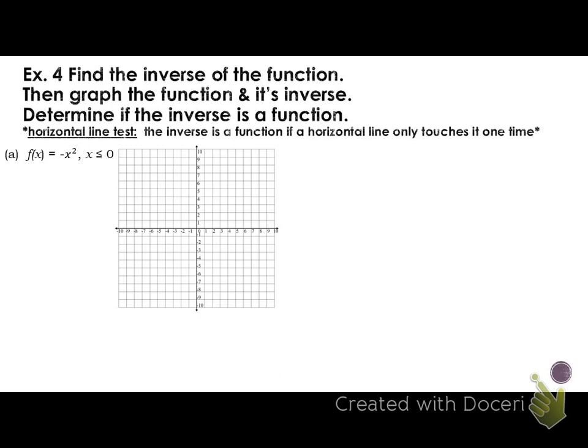Let's find the inverse. So the first thing we're supposed to do is what? Change everyone. What are we supposed to do first? Good. We're going to change f of x to a y, and we have negative x squared. All right. What are we supposed to do next? We're going to switch. So the y is going to become an x. We bring down the minus. The x becomes a y, and then we bring down the squared.